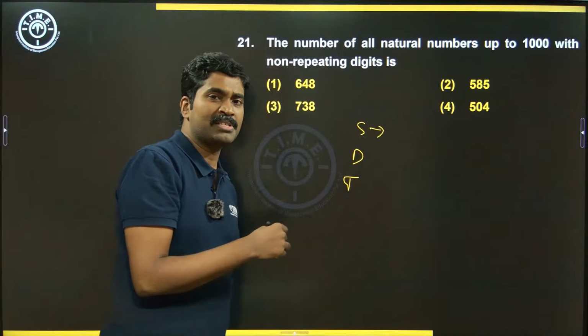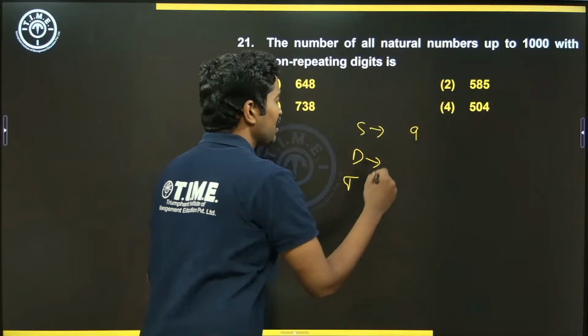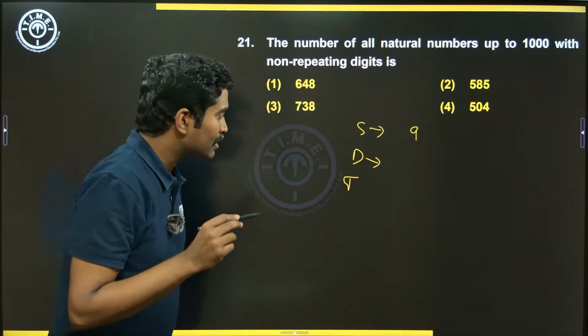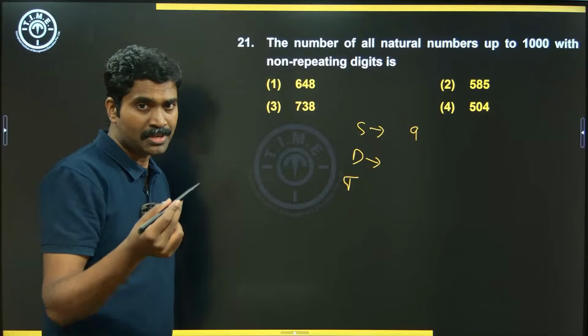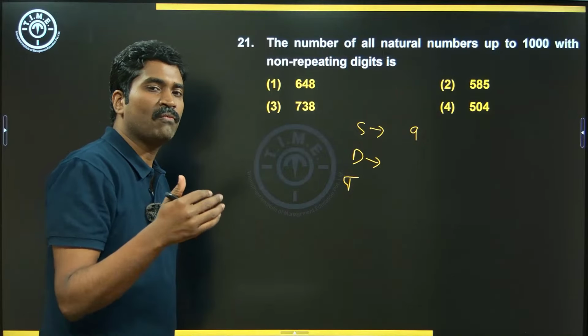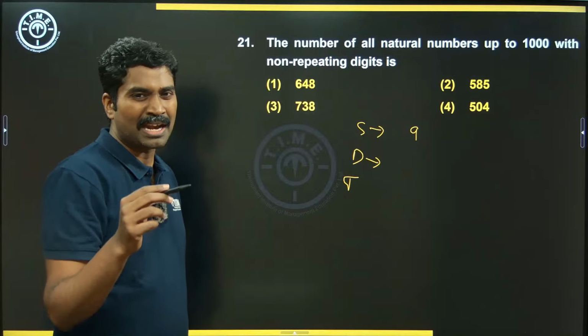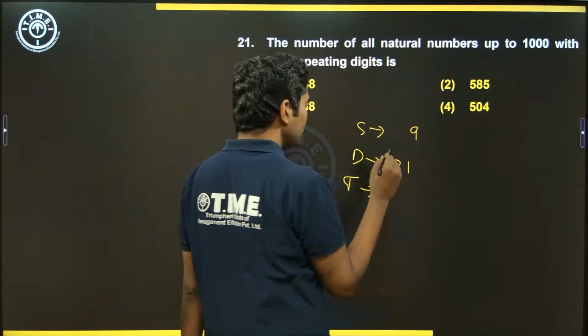Among single digit numbers, I have 1, 2, 3, 4, 5, 6, 7, 8, 9, 9 numbers, right? Among double digit, how many are non-repeating? Double digit go from 10 to 99. That's how many numbers? 90 numbers. Out of those 90 numbers, I'll have 11, 22, 33, 44, 55, so until 99. That would be 9, right? So 90 minus 9, that gives me 81, right?